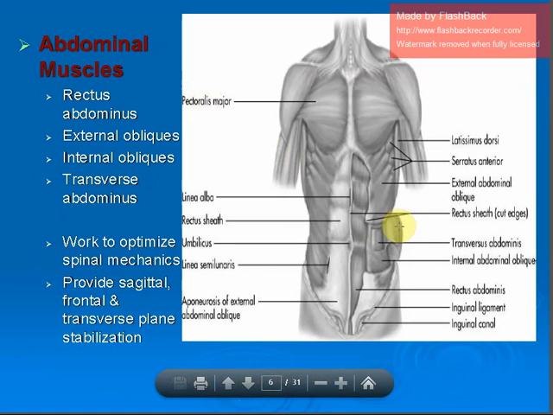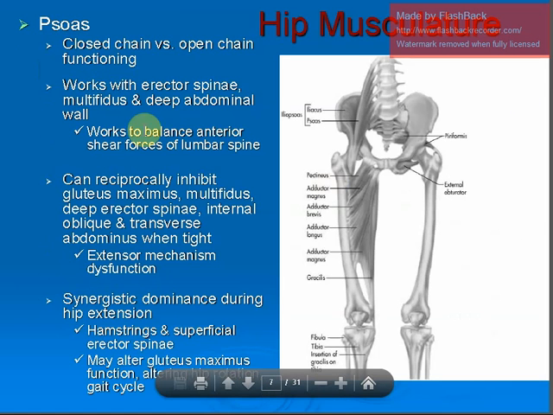Now the other group of the core is the abdominal muscles: the rectus abdominis, external oblique, internal oblique, and transverse abdominis, which work together to optimize spinal mechanics, providing sagittal, frontal and transverse plane stabilization. Also, the hip musculature is very important because the hip is the junction between the upper trunk and the lower extremities. So the core muscles are attached here and the hip is closely associated.